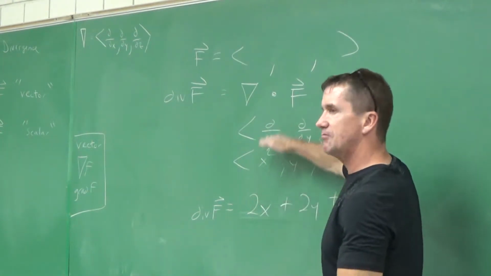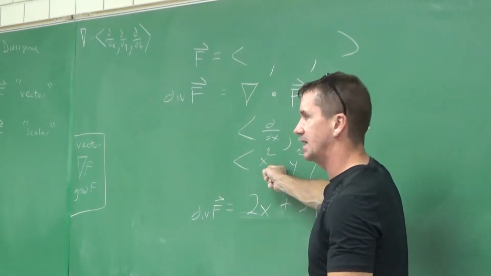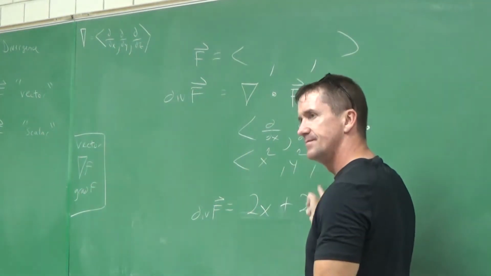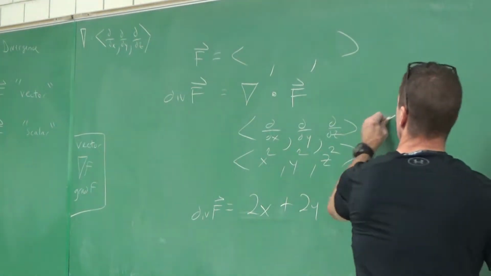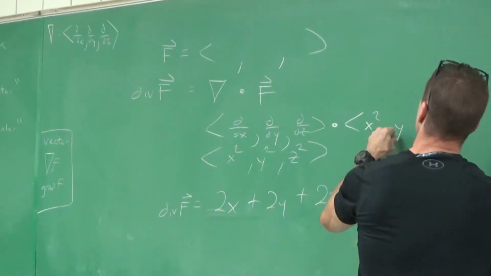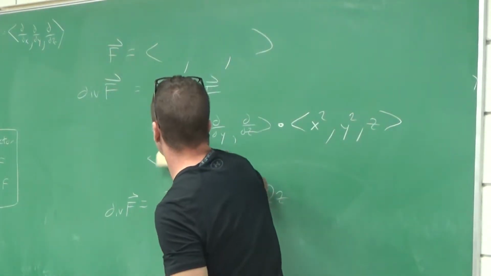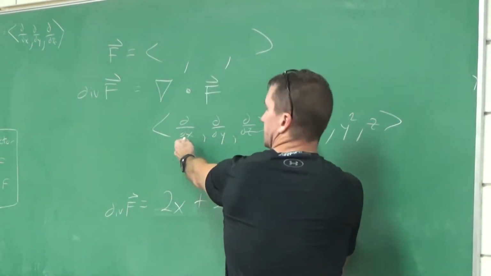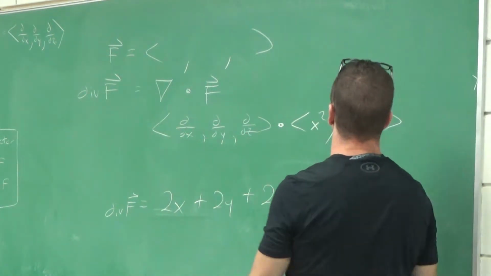Gotcha. The reason I wrote them underneath each other is because I thought it was easier for you to go, what's that partial with respect to x? What's that partial with respect to y? I could have put this over there, right? Which you absolutely could have done. But you still would have had to do this times this, plus this times this, plus this times this.